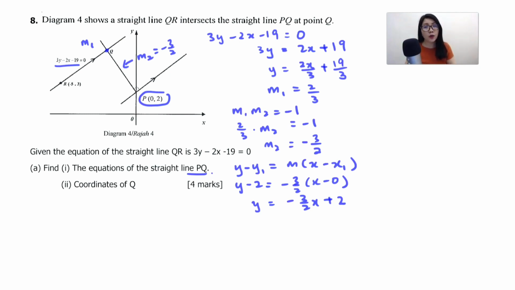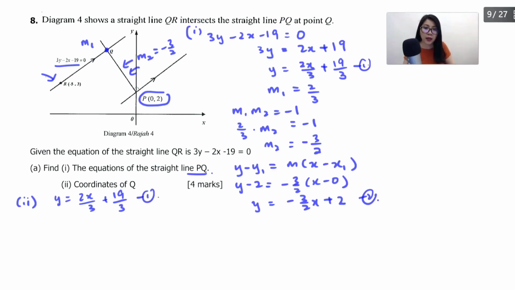Next we have to find the coordinate of Q. We already have the equation of this line and also this line, and Q is the intersecting point. We're going to use the simultaneous equation method to find the point of intersection. The first equation is y equals 2x over 3 plus 19 over 3, and the second equation is y equals negative 3 over 2 x plus 2.